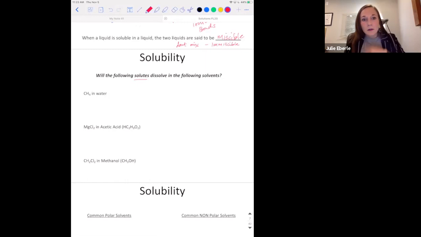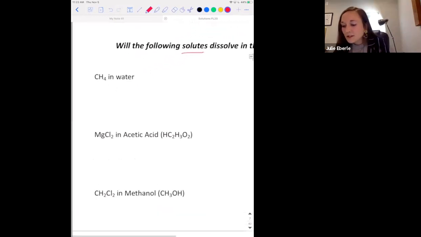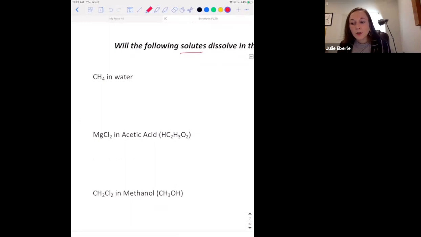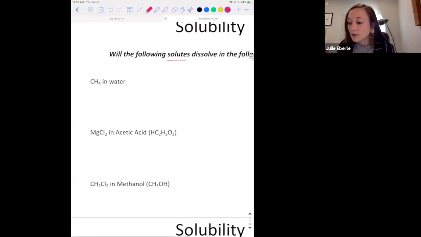Okay. Looking at these three, let's talk about the first one, CH4 and water. We know water is a polar molecule. It's held together by hydrogen bonding, which is a type of bonding based on polarity. So we just need to ask ourselves, is CH4 polar or nonpolar? Remember, like dissolves like. If CH4 is polar, then they would dissolve. They would mix, and you would get a solution. But if CH4 is nonpolar, then they will not mix. So is CH4 polar or nonpolar?